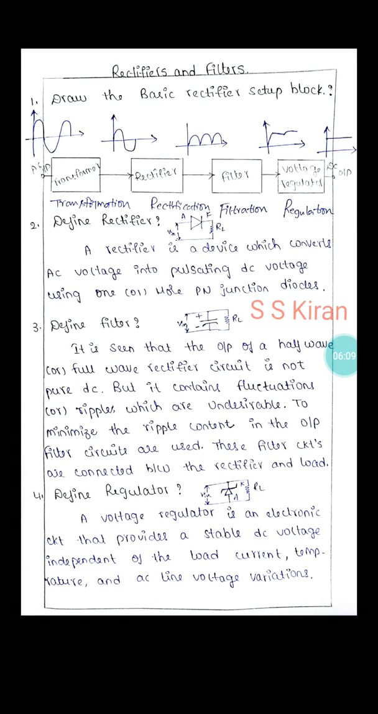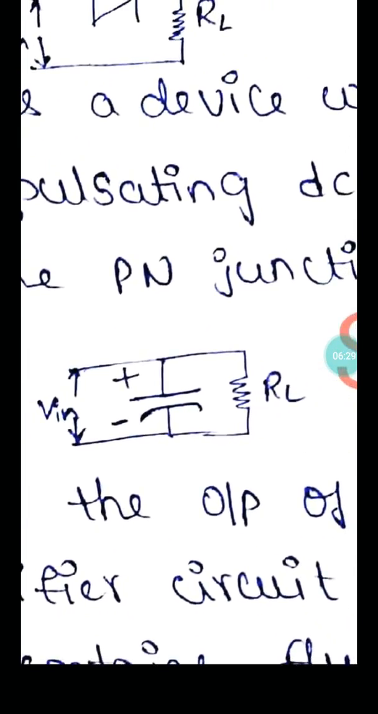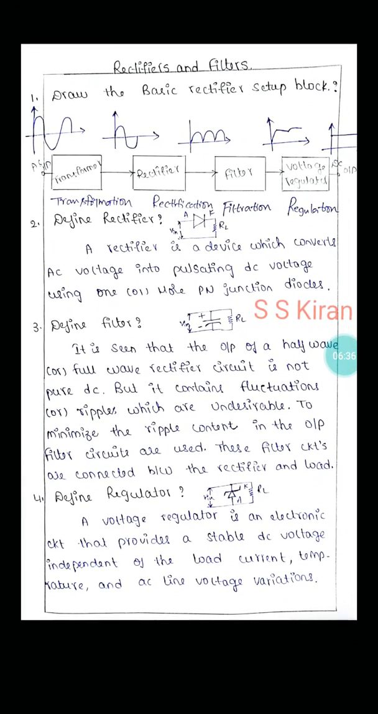What is the use of the filter? To minimize the ripple content in the output, filter circuits are used. These filter circuits are connected between the rectifier and the load. You can check here: this is the rectifier with V in, and this is the load. Between the rectifier and the load, we have to connect this filter. So the definition of the filter: it reduces the fluctuations of the output voltage, minimizing or removing the ripples. Now the fourth question: define regulator.